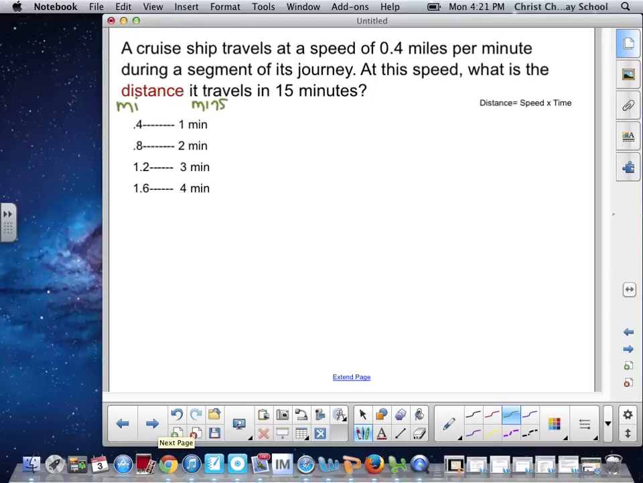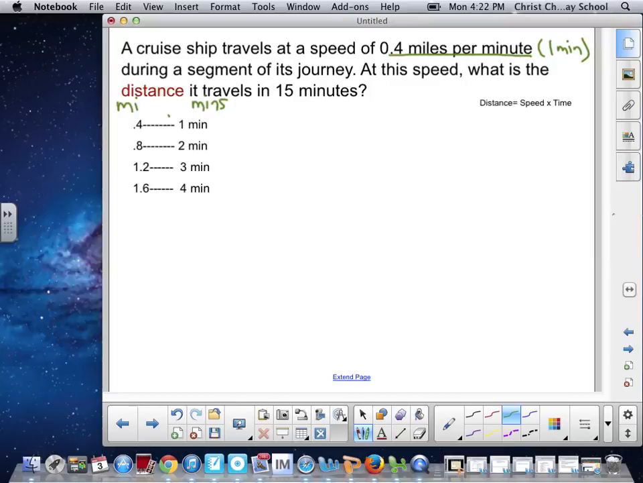Where did I get 0.4? Well, I got 0.4 because my problem told me 0.4 miles per minute. Per minute is one minute. So it tells me in the word problem that the speed of the ship goes 0.4 miles per 1 minute.